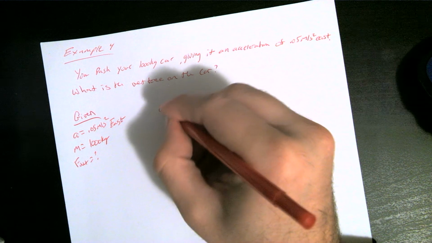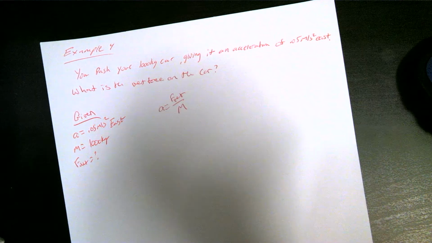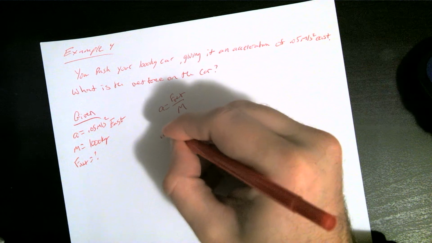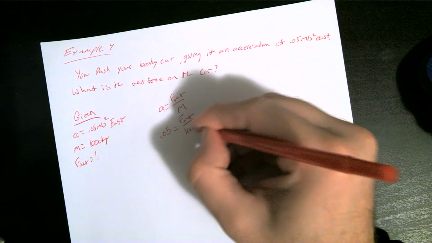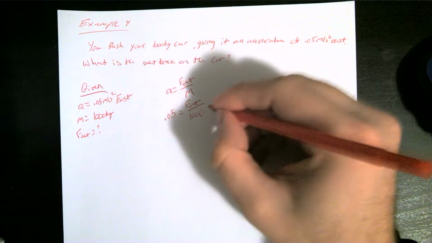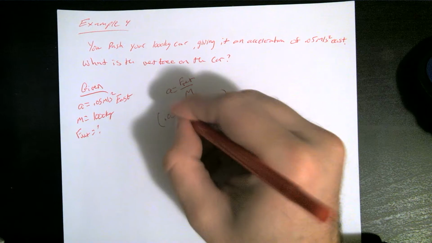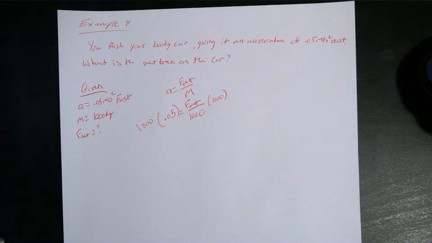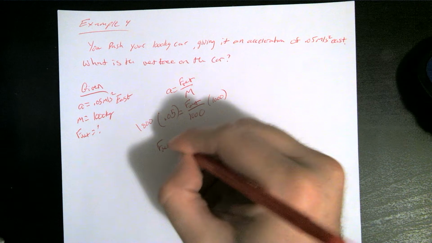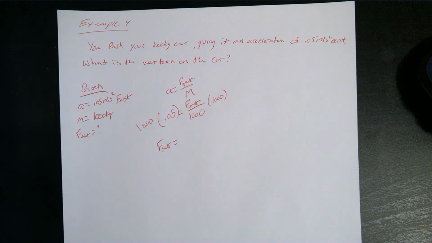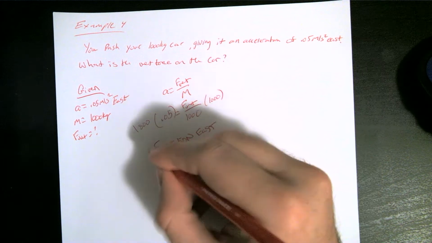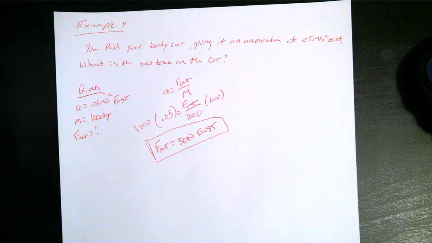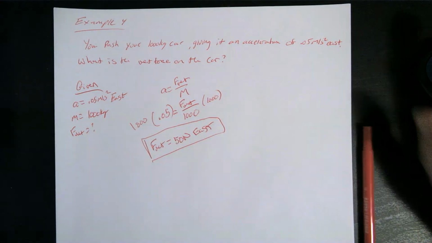Well, we know that A is equal to F net over M. A is 0.05. F net is what we're trying to solve for, and the mass is 1,000. Well, multiply by 1,000, multiply by 1,000. F net for this car, the net force applied, is 50 newtons, and it is going to the east. Again, the force goes in the same direction as the acceleration.